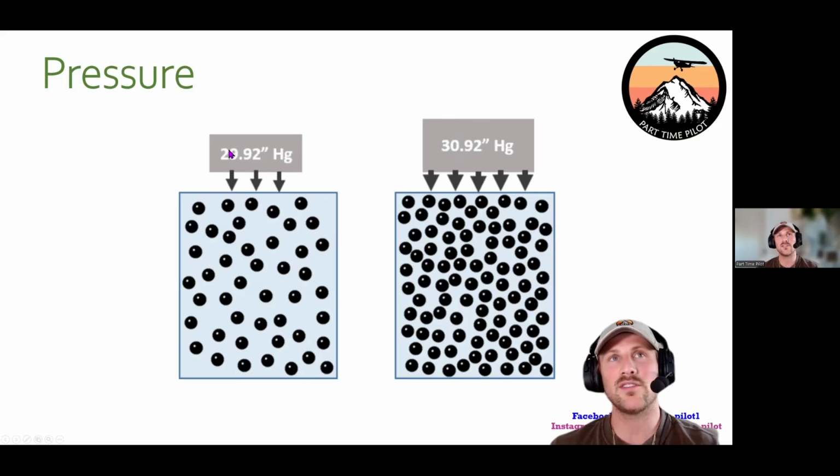But if we put a less heavy block on top of this column, it's not going to squish them down as much. So if you think of this as a spring, the heavy block would compress the spring more than the lighter block would, and so you have more density here with the higher pressure and less density here with the lower pressure.